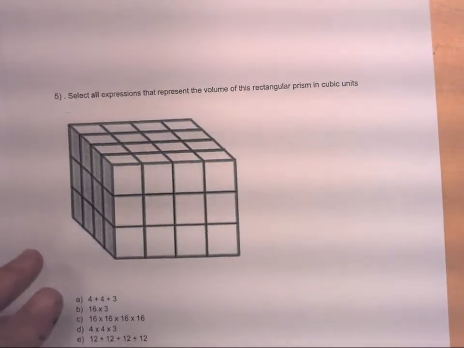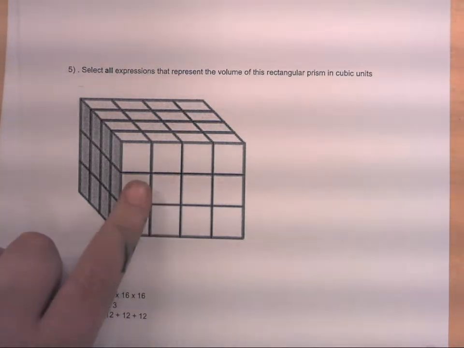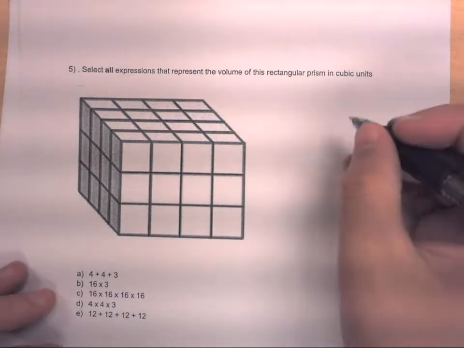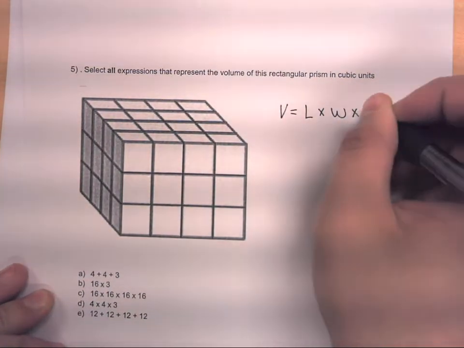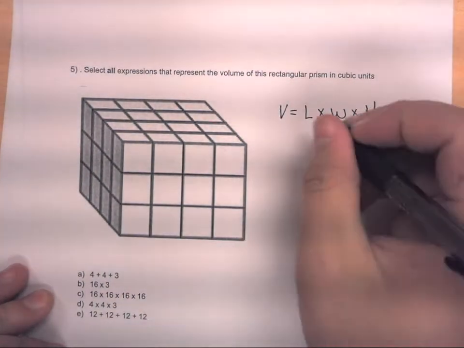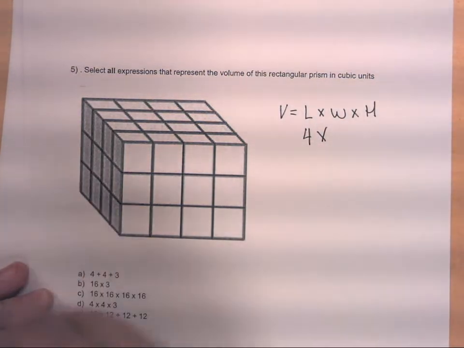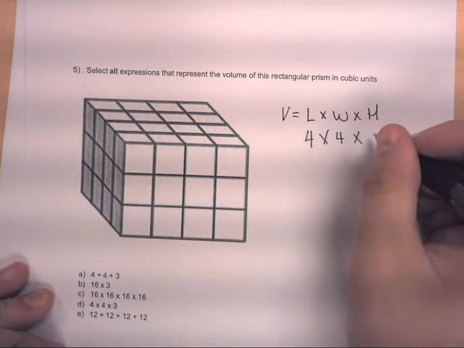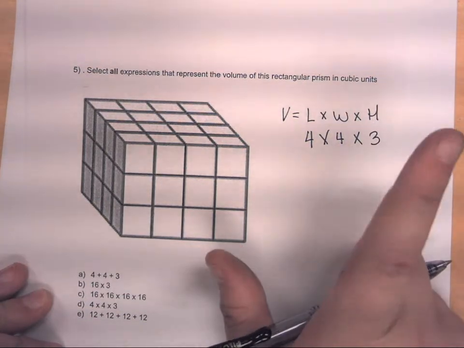Okay, so it looks like we have another problem where we're selecting expressions that match what the volume of this shape is. Okay, so I like to start with the volume formula to kind of ground myself in this type of problem. So I'm going to identify the length as 1, 2, 3, 4 unit cubes. The width is 1, 2, 3, 4 unit cubes. And the height is 1, 2, 3 unit cubes. Okay, so I have an expression of 4 multiplied by 4 multiplied by 3.